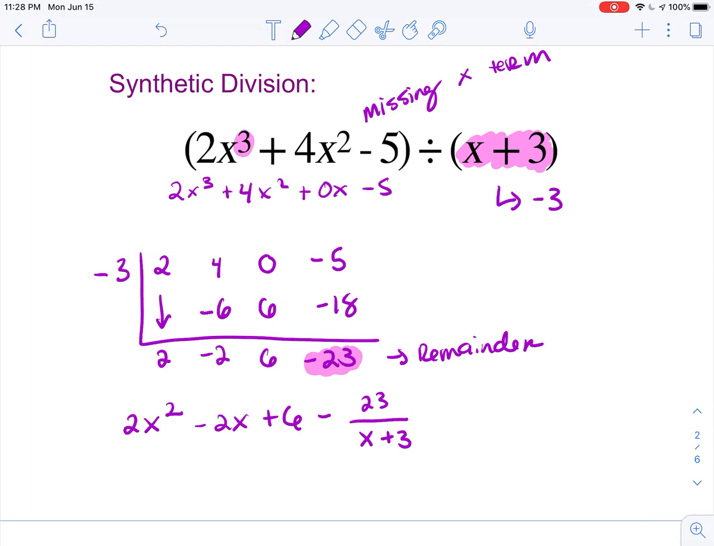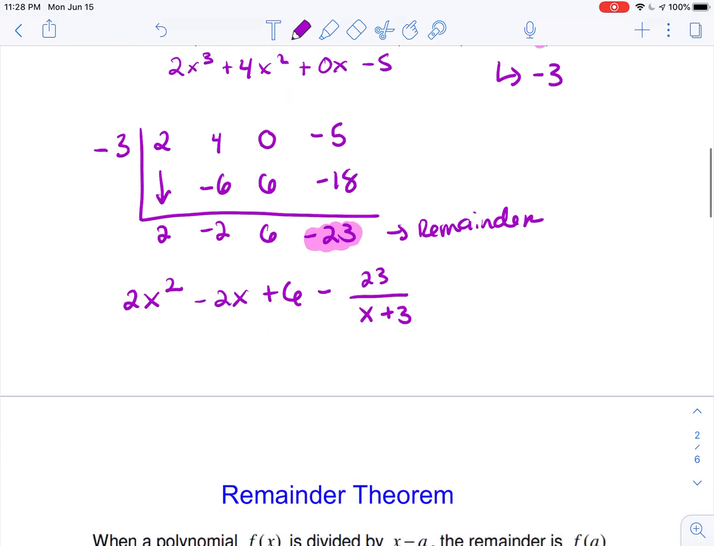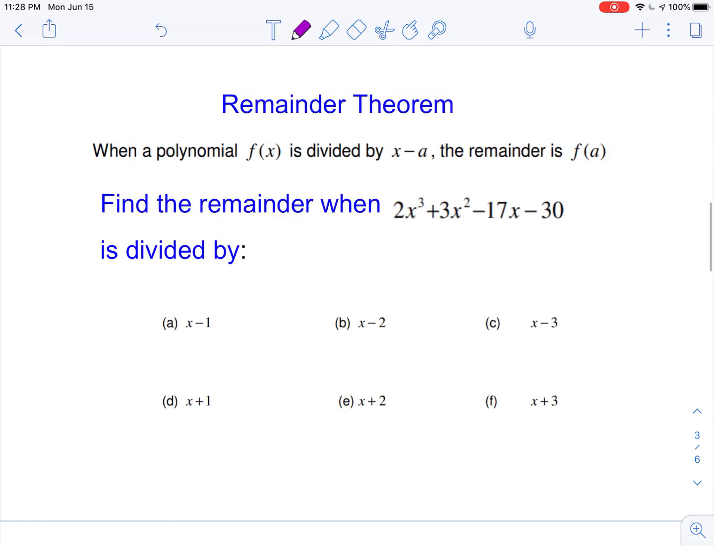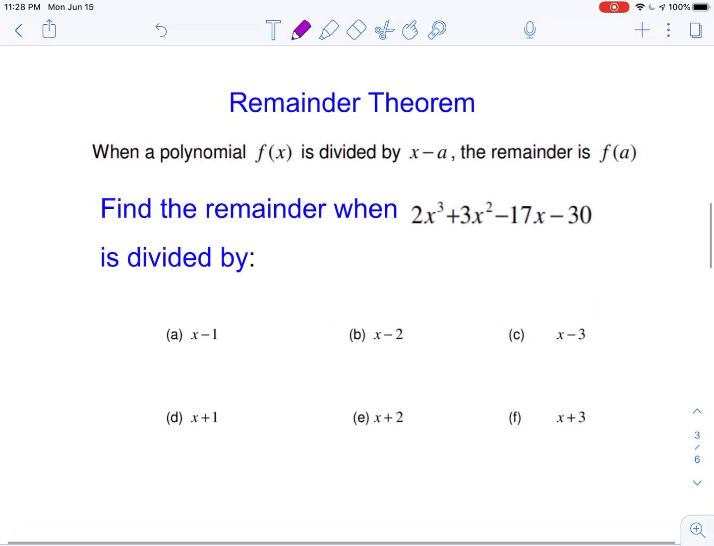So now there is something that we need to pay attention to in terms of these remainders. There's a little trick. If you wanted to know if a question was going to have a remainder, there's something called the remainder theorem that helps us figure that out. And that remainder theorem states that when a polynomial, let's call it f of x, is divided by a binomial x minus a number, the remainder is the polynomial evaluated at a.